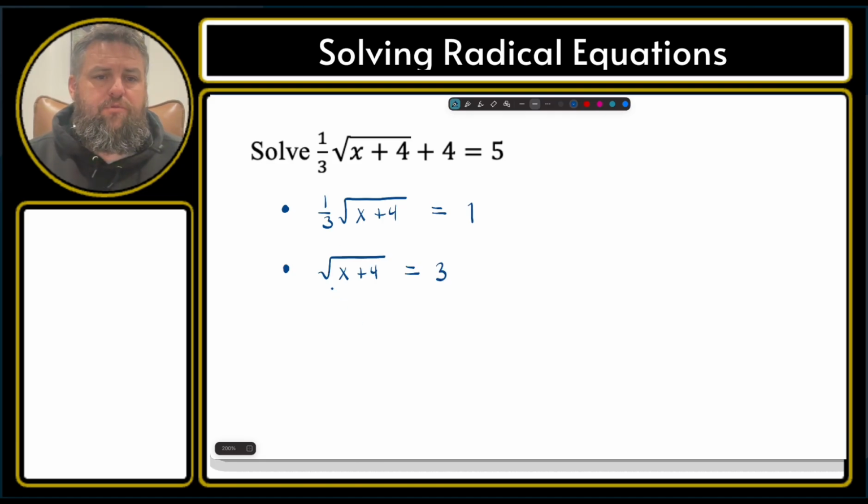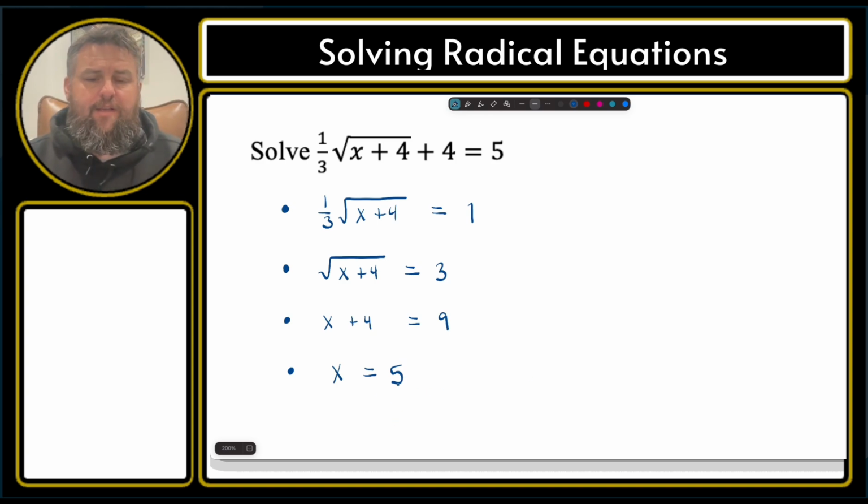Next, I'm going to square both sides in order to undo the square root. Finally, I'm going to subtract 4 from both sides to get the final solution for x. Now we are not done. We do need to check the final answer of x equals 5. We need to make sure that this will actually work, that it's not extraneous. So we're going to plug 5 back into the original equation.